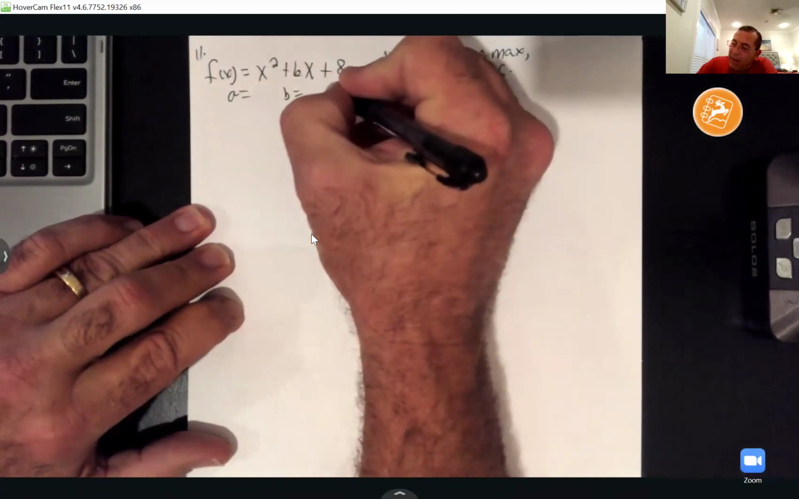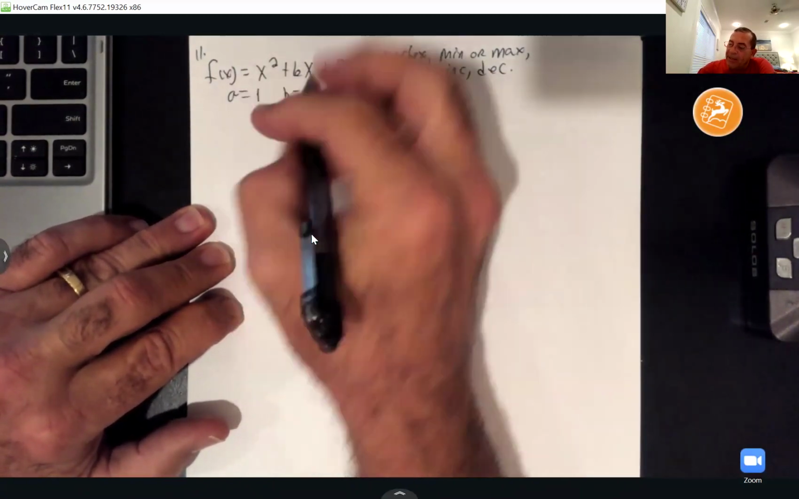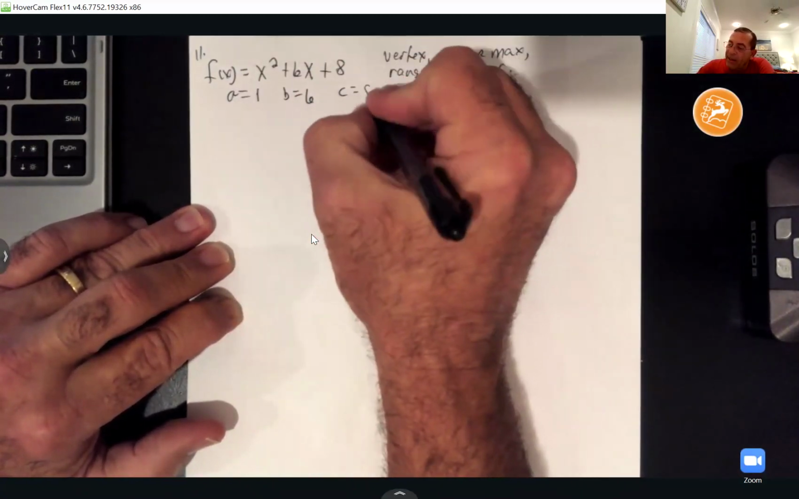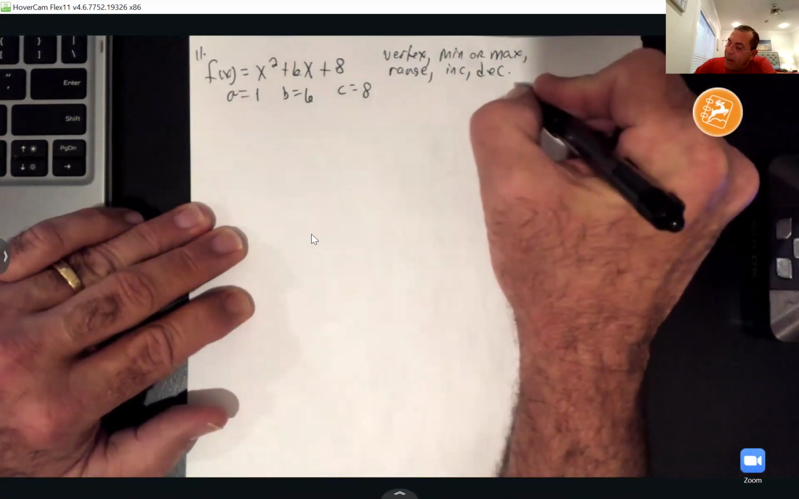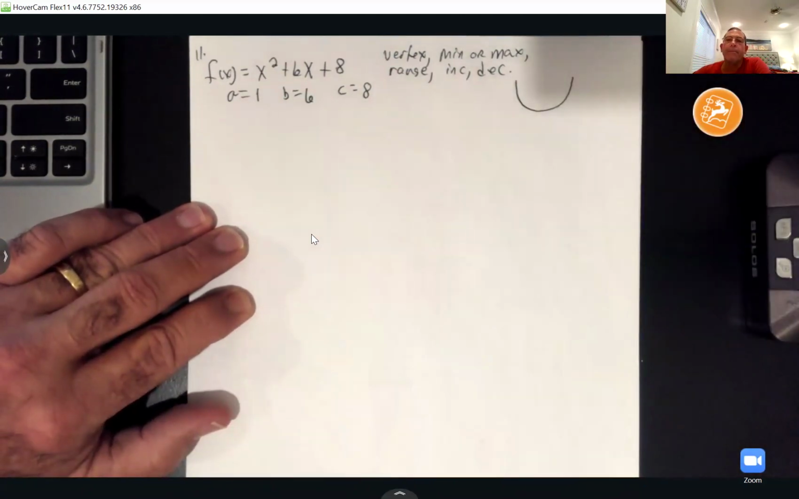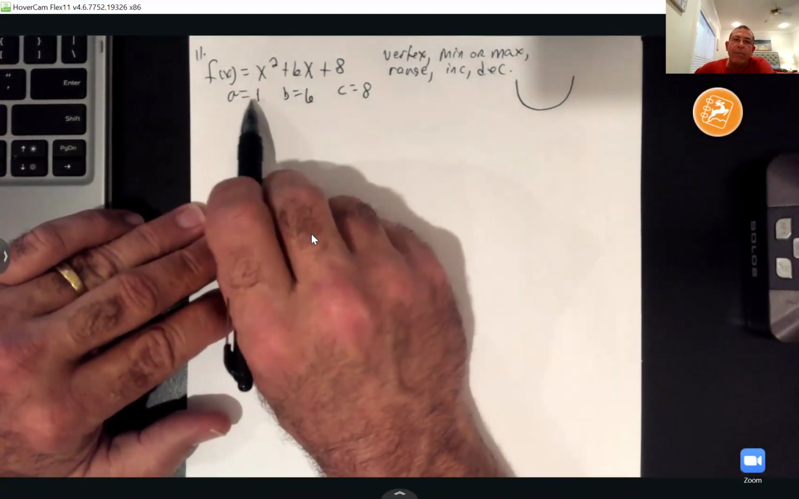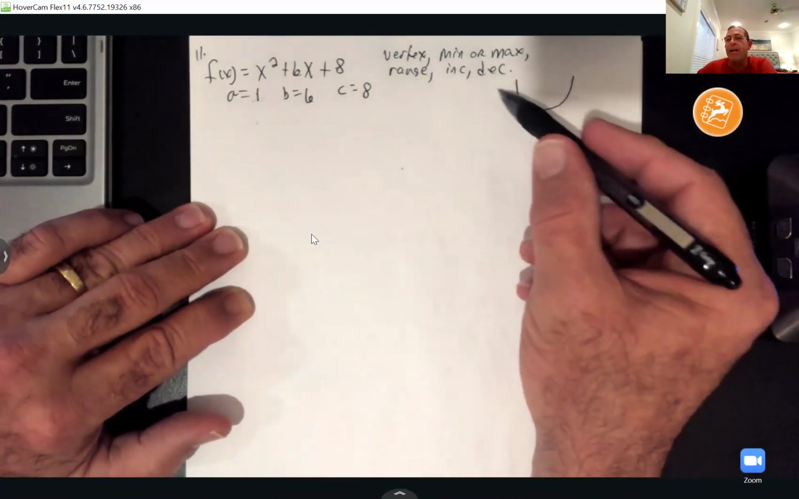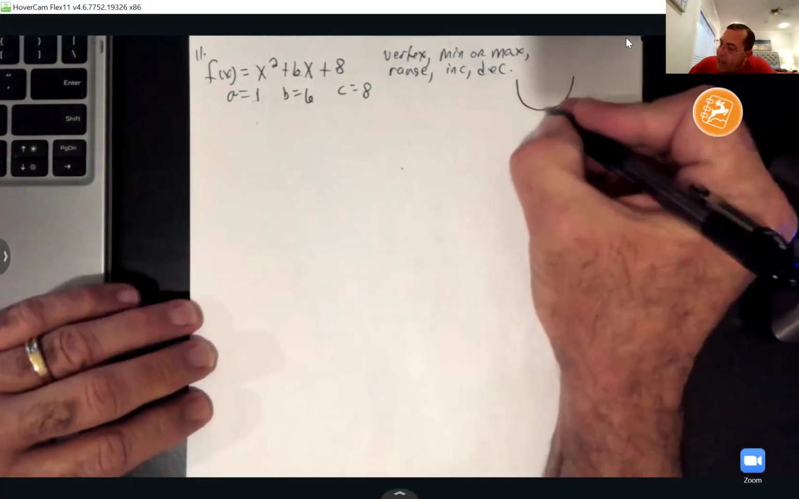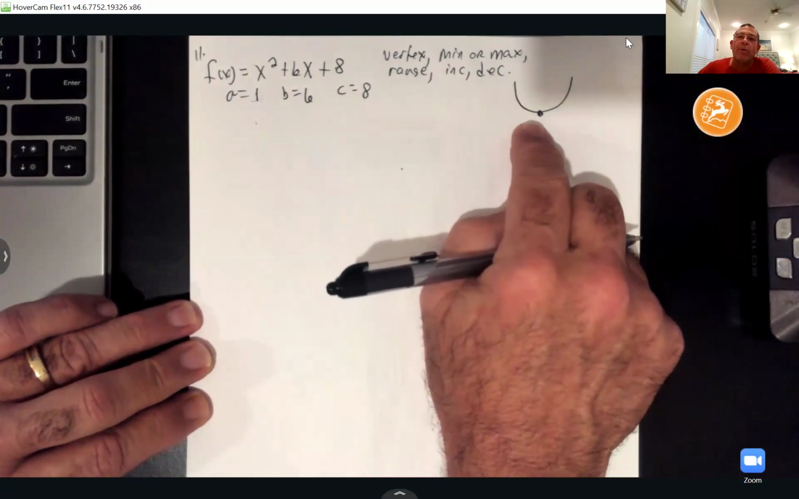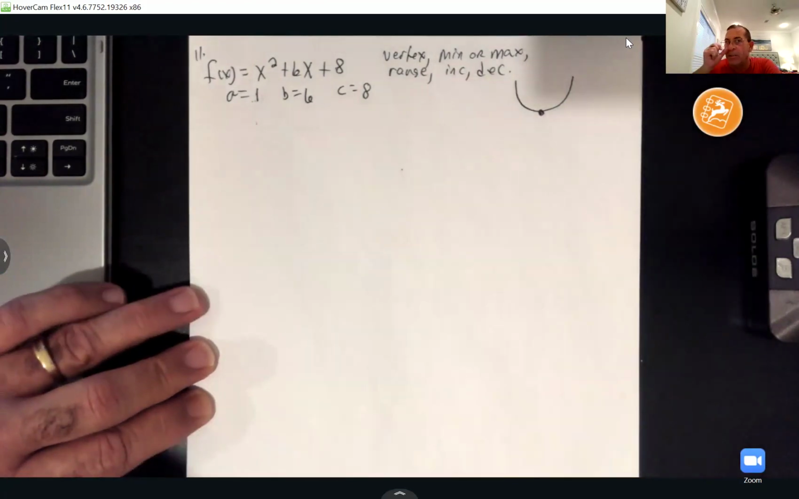A, B, and C. Well, A is 1. B is 6. And C is 8. So I know that on this one, since my A is positive, I'm going to have a minimum. Okay? So a minimum because this A is positive. If it was negative, yours would be flipped over and be a maximum, okay? So let's get this vertex point right here, because once I got that point, that's going to help me do the min and max. It'll help me do the range and the increasing and decreasing.